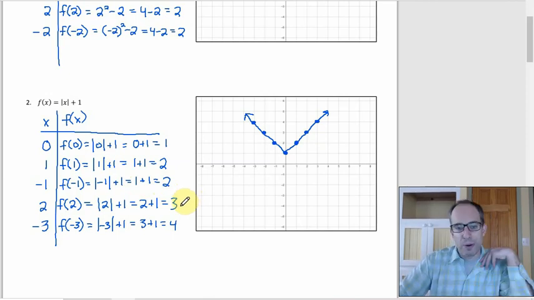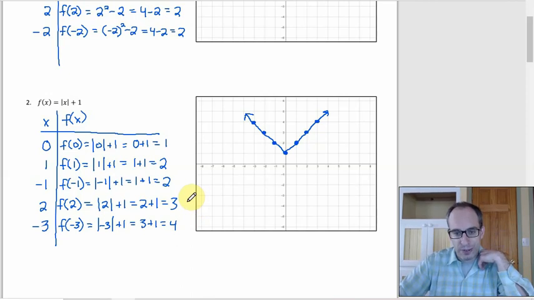Because I'm looking at what we have here, and you can kind of tell based on what happened up there. The absolute value of negative 2 is going to be 2. So f of 2 and f of negative 2 are both 3. So there's 2, 3, there's negative 2, 3. And then I put negative 3 in here, but you would get the same thing with positive 3, right?